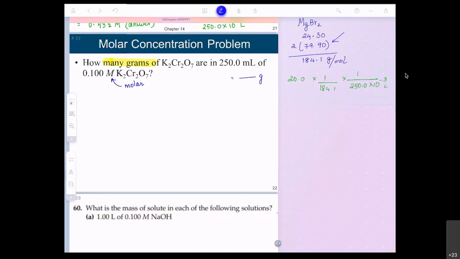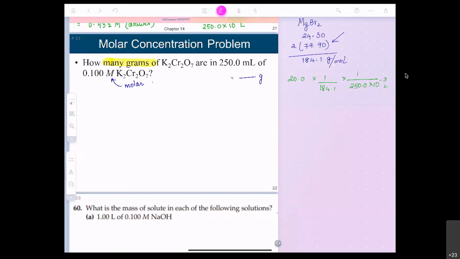So what that tells me is this. I somehow have to get the milliliters canceled. Now in molarity, that's why it helps to remember it's actually moles over liter. I somehow have to get the liters canceled. I even need to get the moles canceled. I somehow need to get milliliters, liters, and moles canceled. And my final answer should be in grams, okay? So let's get started here.